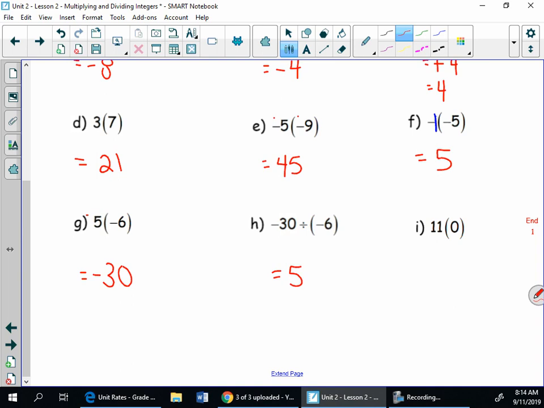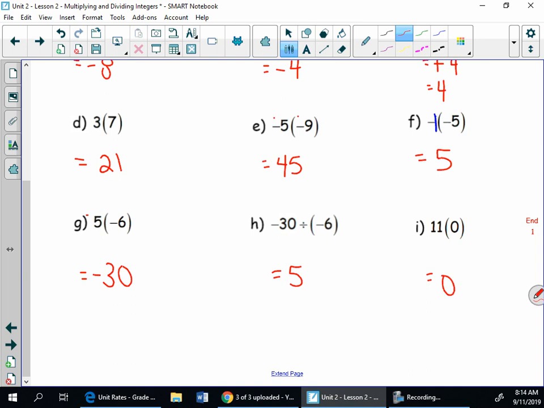And the last one here, 11 times 0. Yeah, that's a weird one. Remember we talked about that number 0 being a really nice number? Anything times 0, always 0. And if we're thinking back to like when we learned multiplying, it's 11 groups of 0, right? Well, that means I don't have anything.